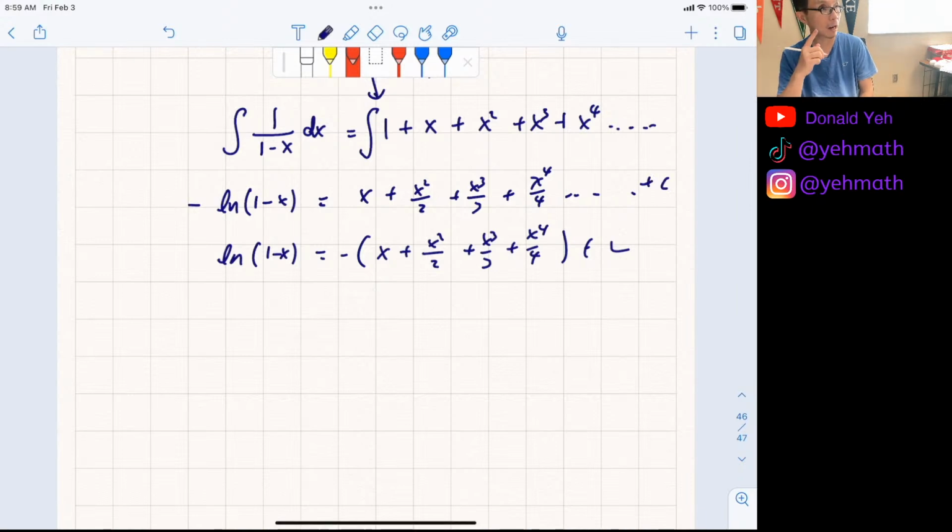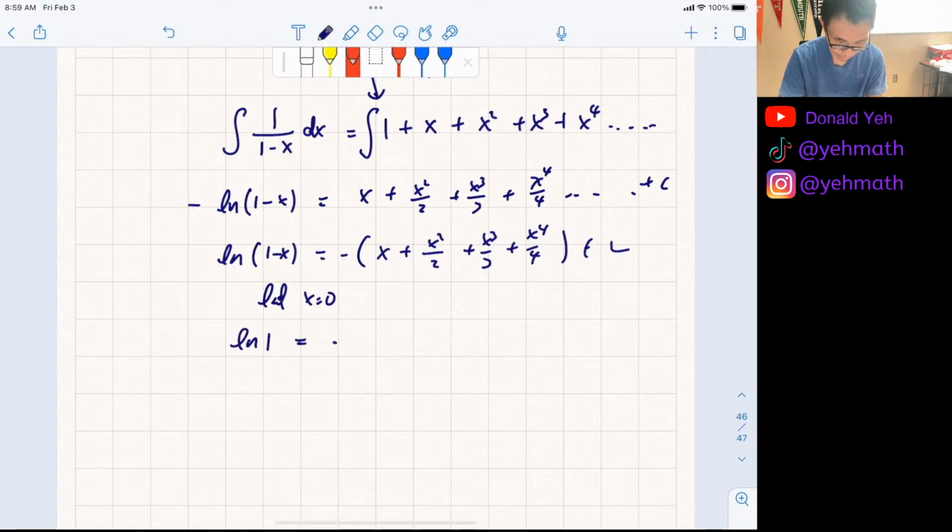Now let's plug in one value that I know of. What's the natural log of one value I know? Natural log of 1. So let x equal 0. Natural log of 1 equals negative 0 plus 0 plus 0 plus 0 and so on, plus c. Therefore c must be 0.